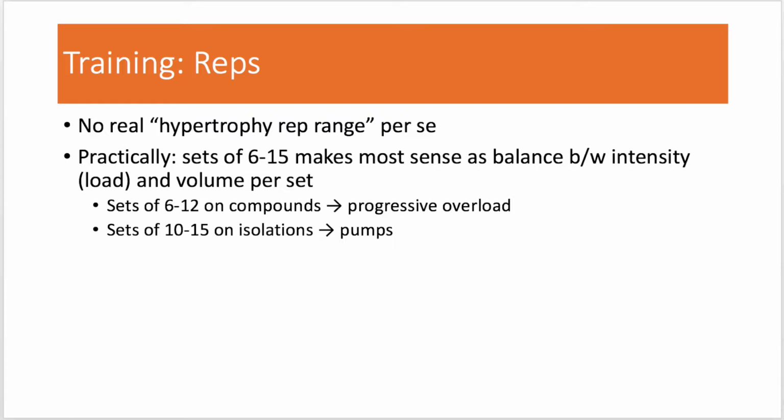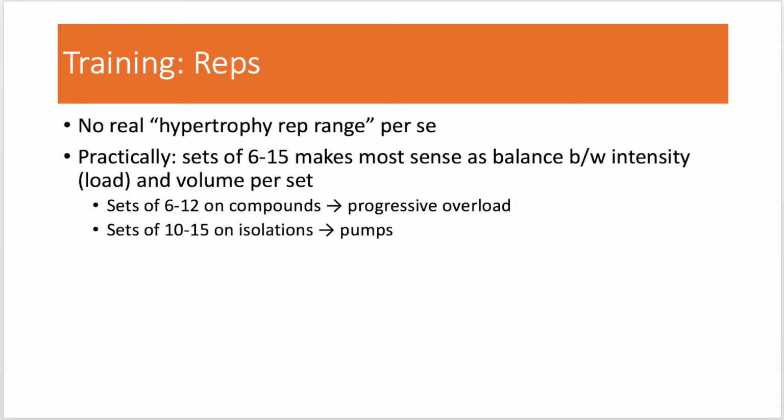Okay, so we know volume is important and have some numbers for that, so how about rep range? Well, we know rep range is actually largely irrelevant and hypertrophy can occur really at any rep range as long as sets are taken close to failure. But practically, one is not really going to consistently do heavy sets of 3 or sets of 30 to failure, as fatigue would just be way too much over time.